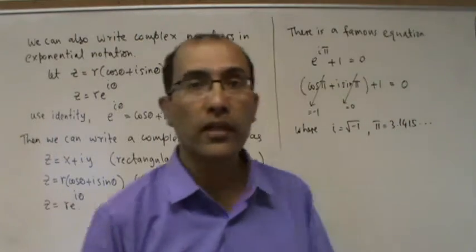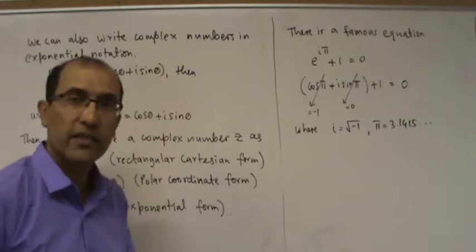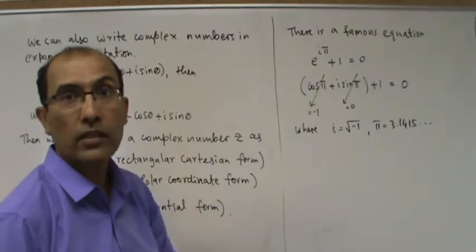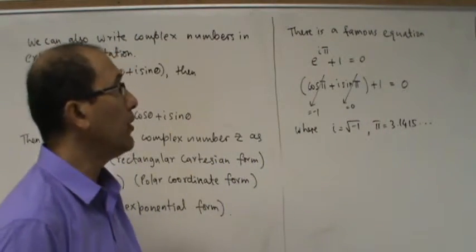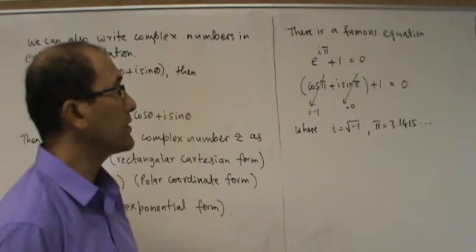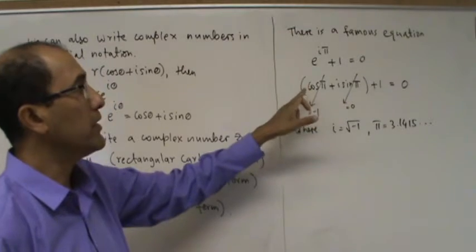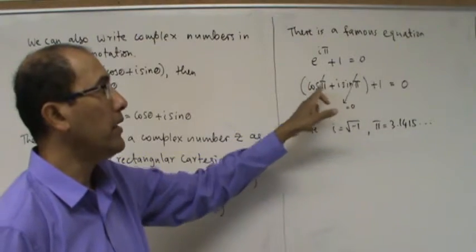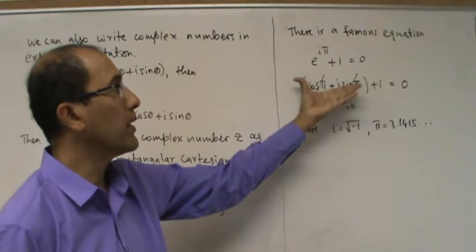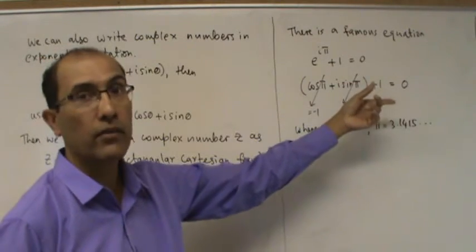The exponential equation is a very famous equation. Mathematicians have loved this equation. It was found many years ago. e to the i pi plus 1 is equal to 0. It connects e to the i pi, which is cos pi plus i sin pi. Cos pi is negative 1. Sin pi is 0. So this becomes negative 1 plus 1, which is 0.